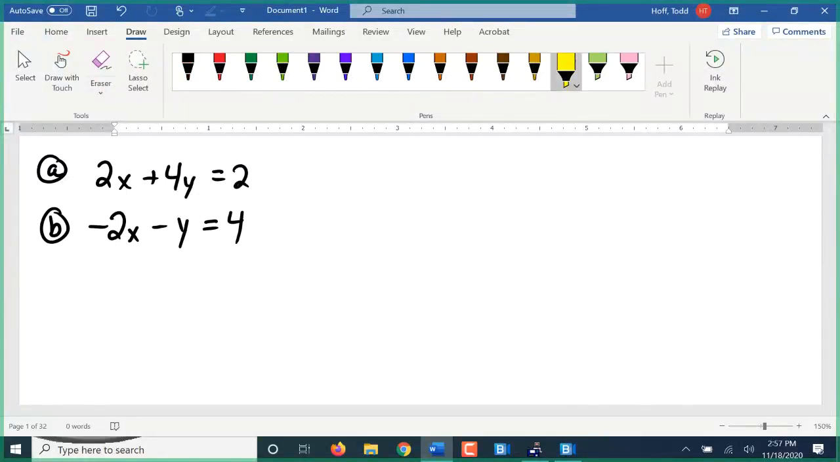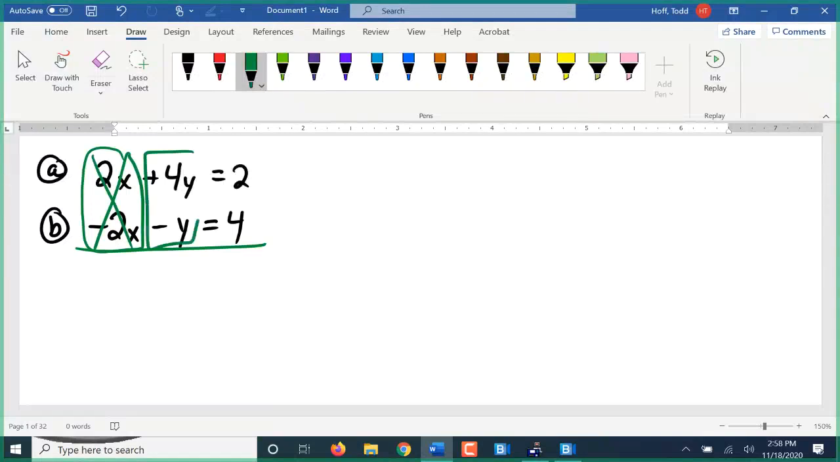Now, again, if we're going to do that addition or elimination method, the first step is to make sure things are lined up. We have x's, we have y's, we have the equal signs, we have the constants. This is lined up, it's going to work. So let's add the columns and see if anything disappears. And it does right away here. We have 2x and negative 2x. That adds up to 0x or cancels out.